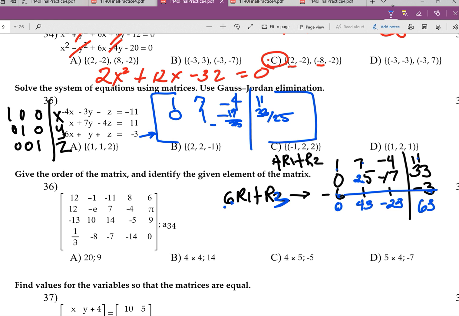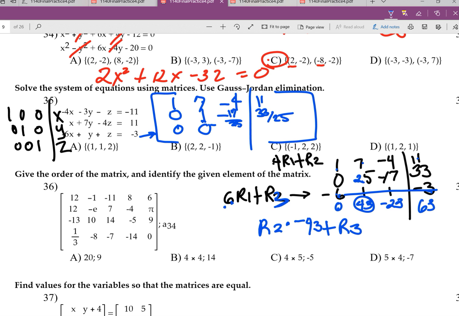So, okay, if I do R2 times negative 43 plus R3, that would zero that out, because this is a 1 up here. The 0 doesn't matter because 0 times anything is 0, plus 0 times anything is still 0. So that line stays 0. This now gets zeroed out.